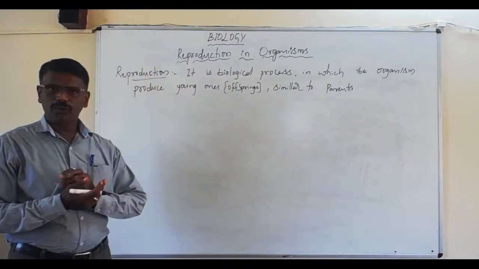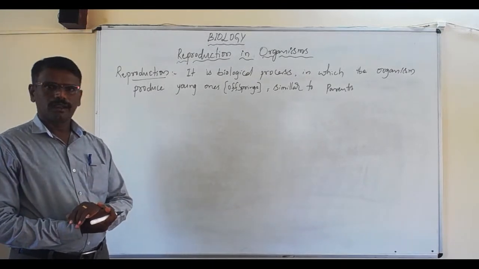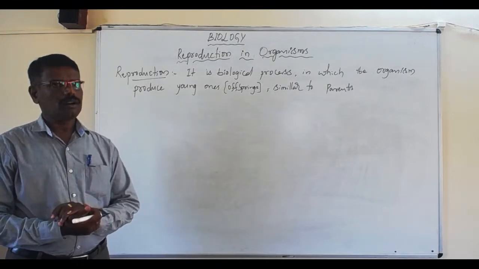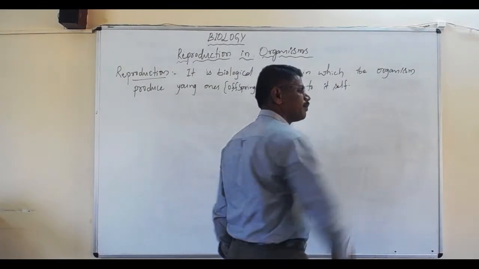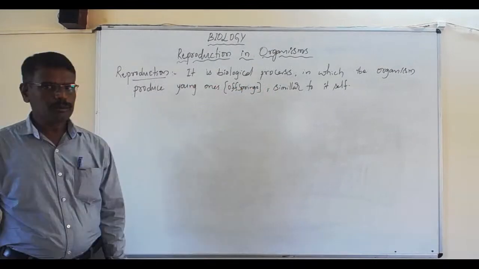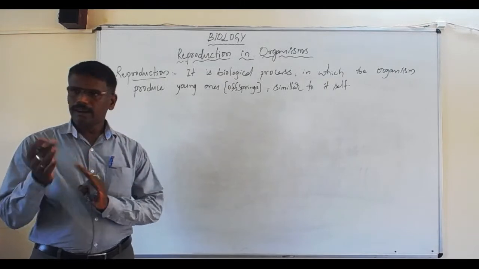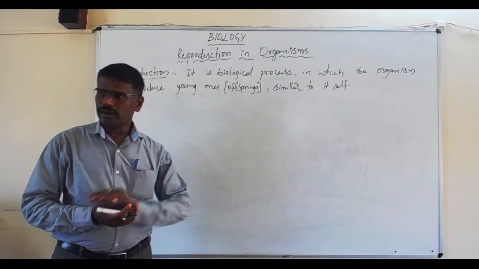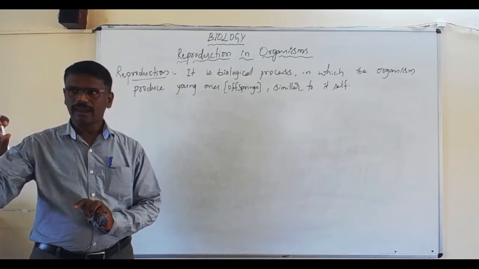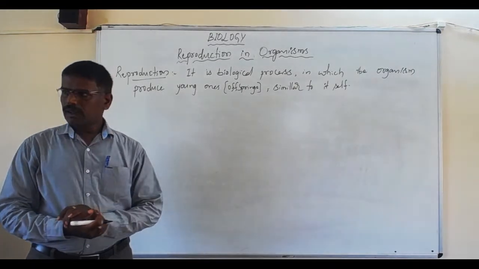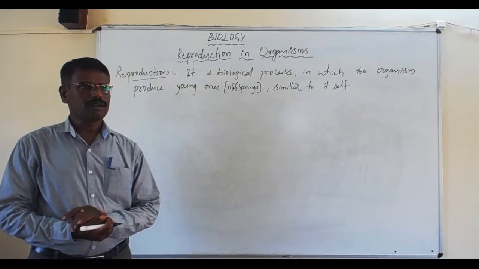So why is it a biological process? It occurs only in living organisms. Living organisms produce their young ones, and those young ones are similar to the parents. Got it? At the time of reproduction, they produce their young ones, which are similar, and they continue their race from one generation to another. So reproduction is nothing but the continuity of those organisms. Reproduction is also a vital process, and it occurs in the living system.